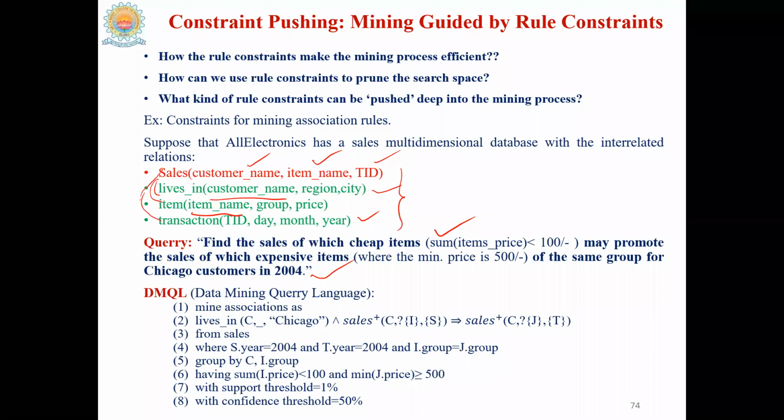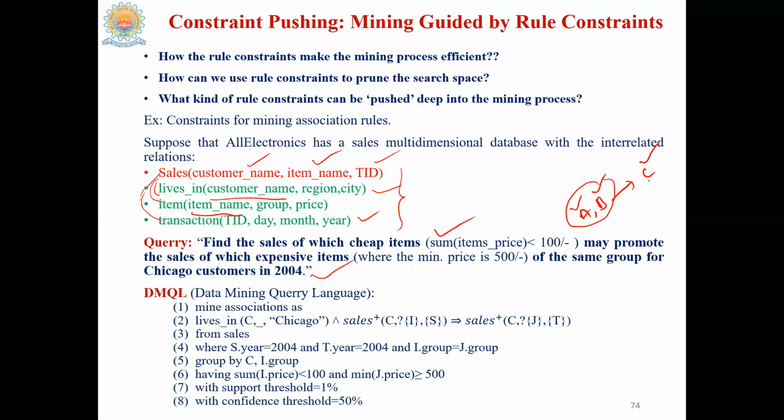So here is a data mining query given to us: find the sales of which cheap items. What is the meaning of this query? We need to find the sales of expensive items which depend on the sales of the cheapest items. For example, A and B may give rise to C, which indicates that C is a costliest item, where A and B are the cheapest items, and the sales of A and B together lead to an increase in sales of C.